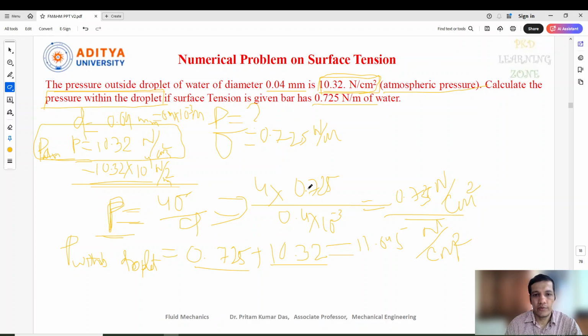These are small questions, objective type questions, or sometimes they may be given 4 to 5 marks, or in competitive exams a 2 marks question. So I hope you can easily solve the problem by using these small formulas.